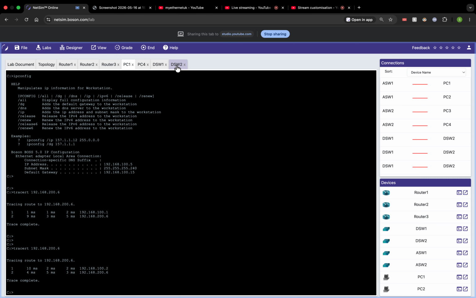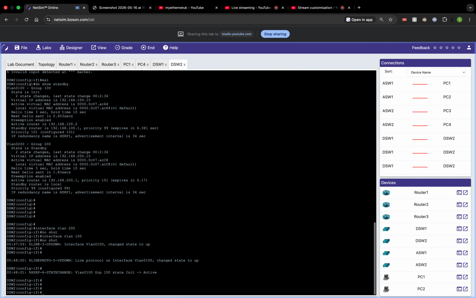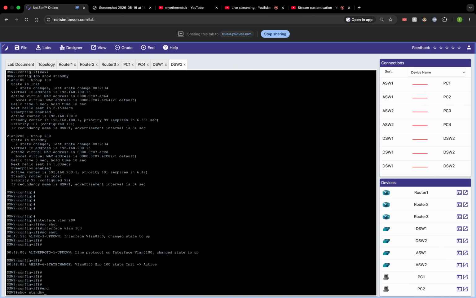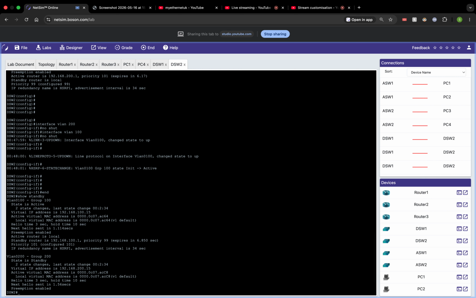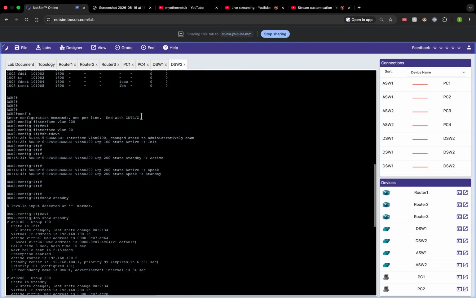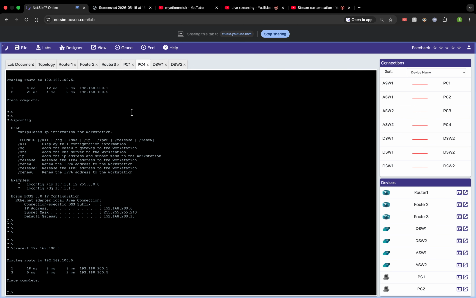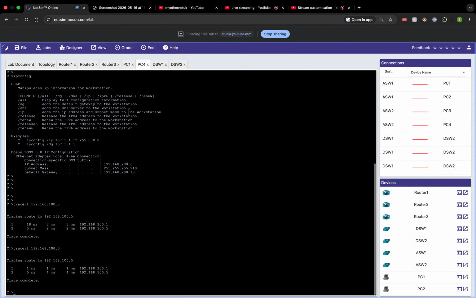If we do interface VLAN 200, we no shut that now. Sorry, we're not shutting down VLAN 200. We're doing no shut for VLAN 100, because that's the one we disabled. We shut down VLAN 100, we do no shut now. Let's change the status. Now that should become the active again because it has the higher priority. Preemption works. It gets its job back.